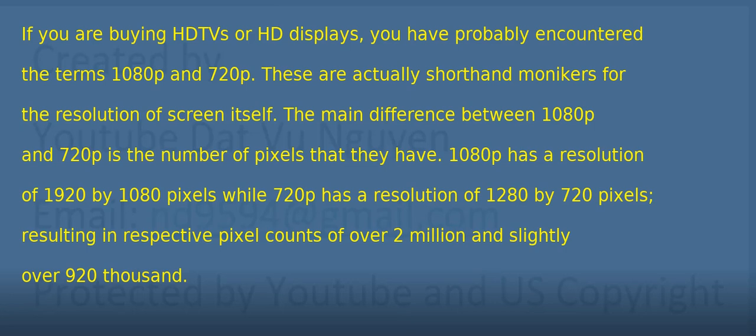Difference between 1080p and 720p. If you are buying HD TVs or HD displays, you have probably encountered the terms 1080p and 720p. These are actually shorthand monikers for the resolution of the screen itself. The main difference between 1080p and 720p is the number of pixels that they have.